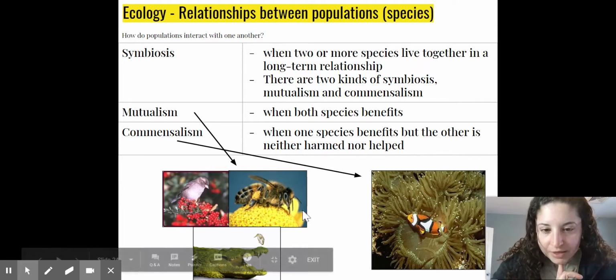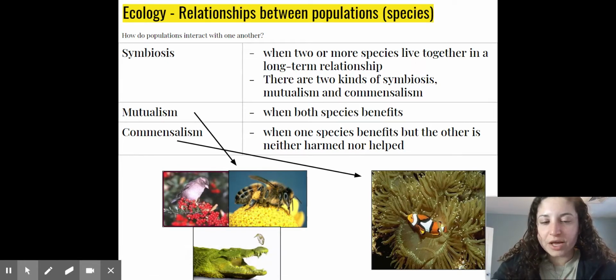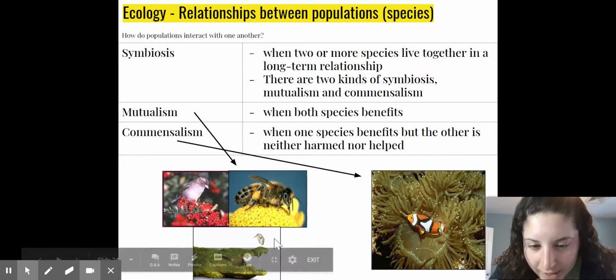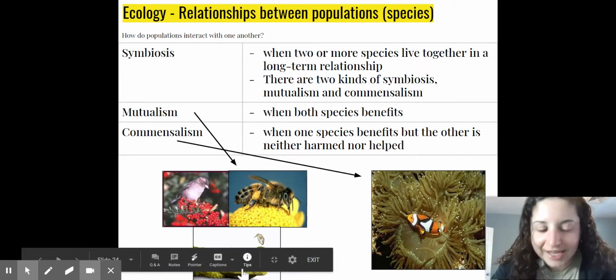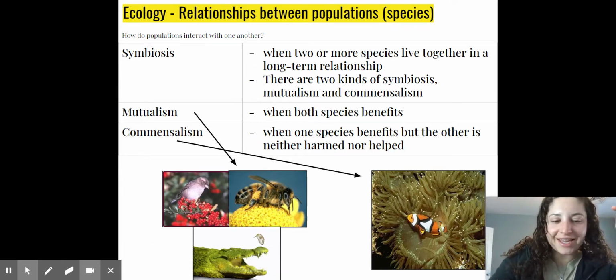So for example, bees will go and eat the nectar out of flowers. However, they also help to spread the pollen of the flowers. So bees get a food source and flowers get a way to reproduce with other flowers. So they're helping each other. This little bird right here with the alligator, the bird will pick through the alligator's teeth and get some food from eating off of the alligator's teeth. And in return, the alligator gets clean teeth, which is kind of a crazy relationship, but it's out there.